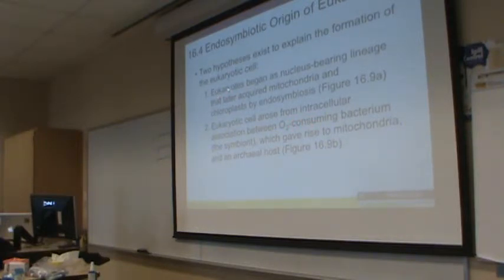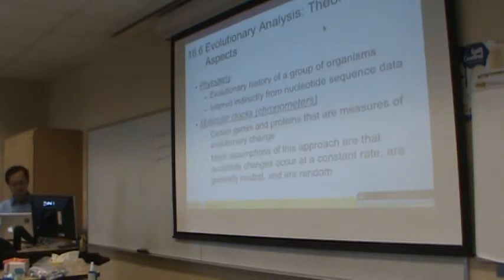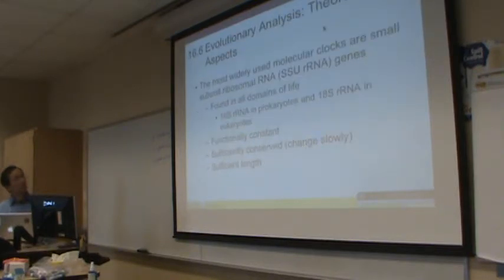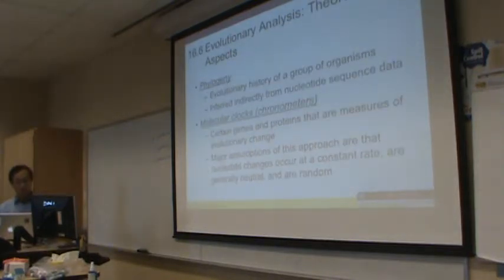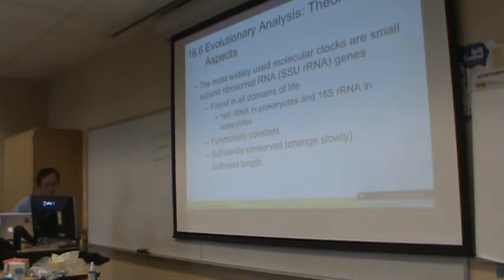So the left one is this one: acquire mitochondria by somehow eating a bacteria, and on the right one basically it already started with one.